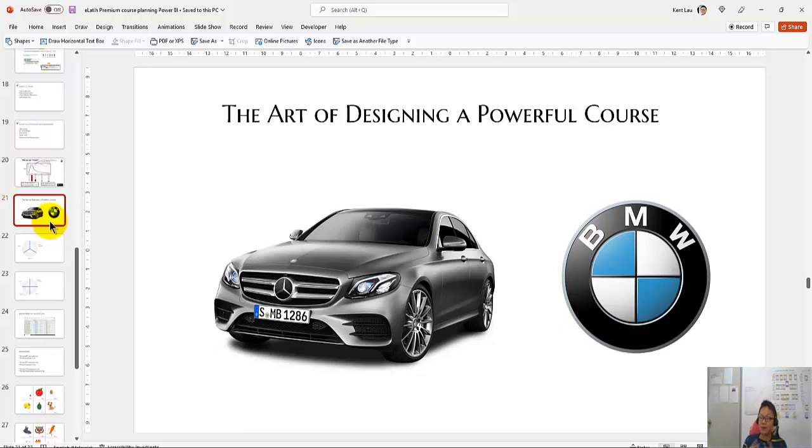brand logos. Every time you see a Mercedes, you remember you can divide a course into three parts. Or if you prefer to drive a BMW, then you can divide your course into four parts. Either way, your choice. That is the art of designing a great course.